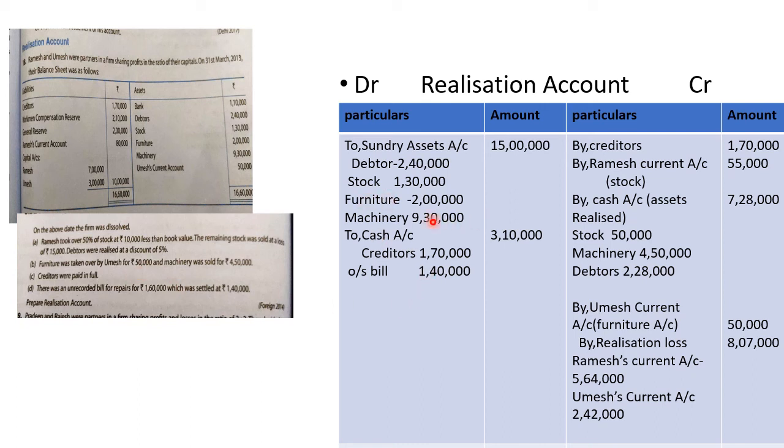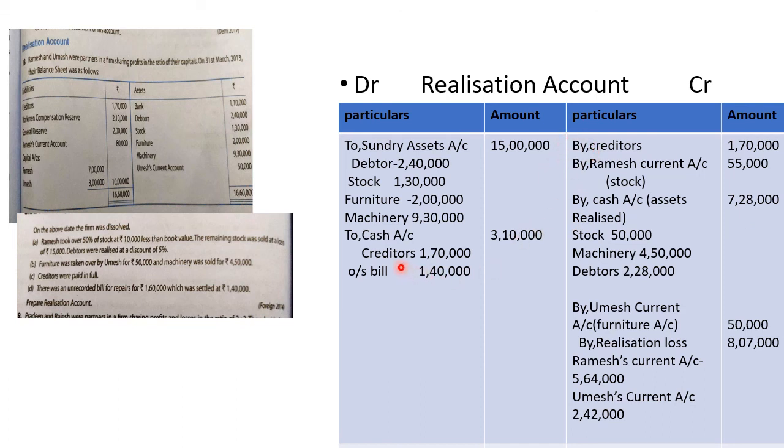Okay. Now next it is also given furniture was taken over by Umesh for rupees 50,000. Okay. Asset is taken by the partner, that will be recorded in credit side. What we will write is by Umesh current account, that is 50,000. Okay, so let's just revise. First we transfer all the assets to the debit side, then liability to the credit side, then asset taken by the partner is recorded in the credit side under the concerned partner's capital account name, the Ramesh and Umesh. Then asset sold is recorded by cash account, and the total of the assets sold is recorded in front of the cash account. Next, we have to pay off the liability, and that will be recorded in the debit side.